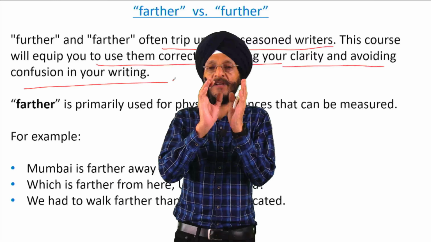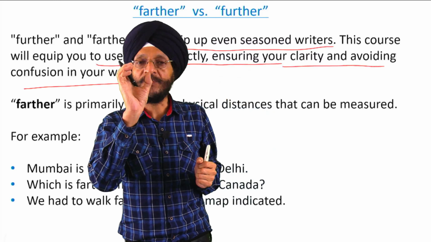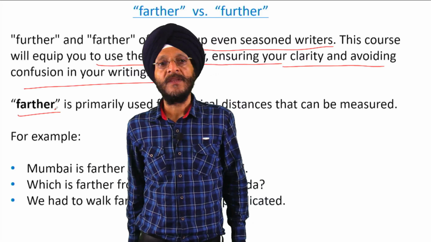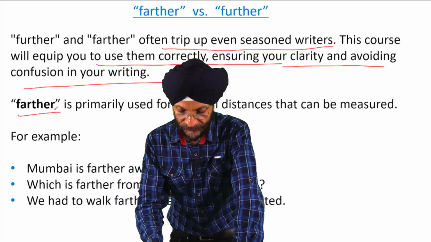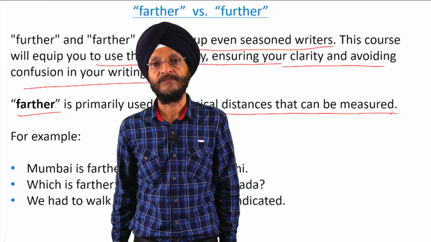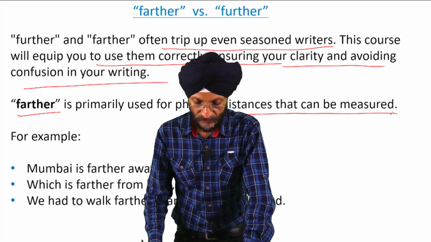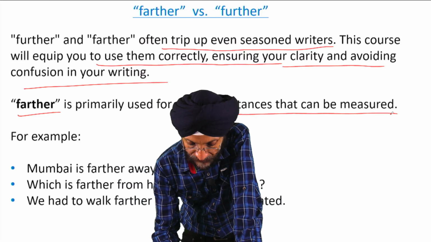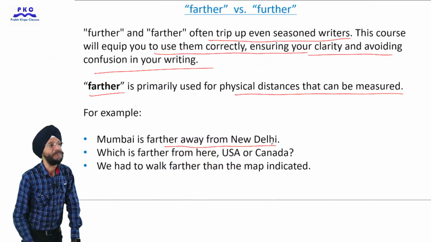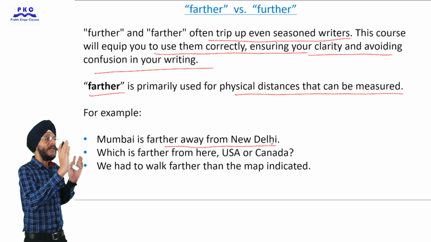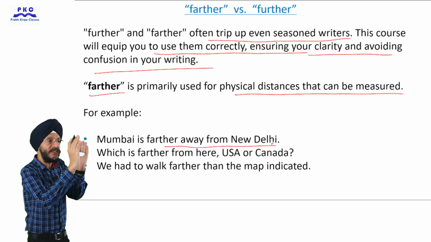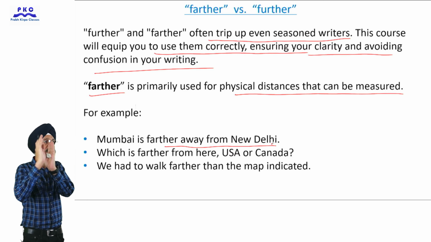Now, firstly, we will understand the meaning of the word farther. Farther is primarily used for physical distances that can be measured. For example, Mumbai is farther away from New Delhi. It means that we are talking about the physical distance between Mumbai and New Delhi.